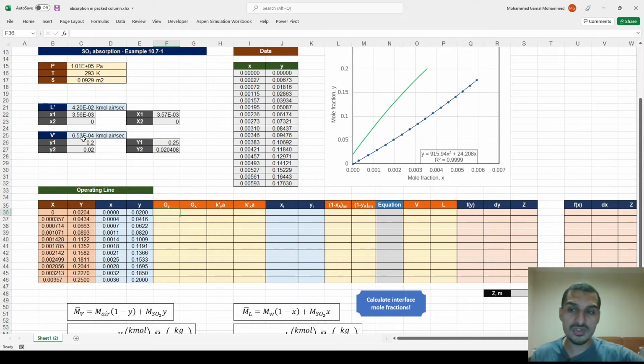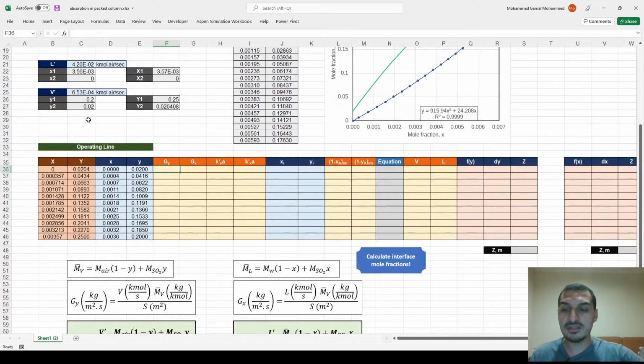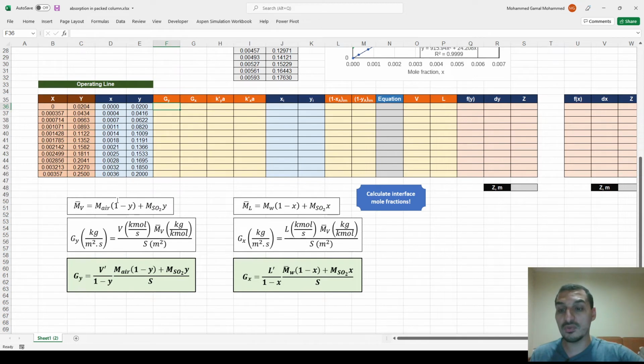So one thing which is the easiest part is I'm gonna divide by the cross section area, which is not a big deal, but I have to convert this from moles to mass, and this requires the use of molecular weight. So I'm gonna calculate the average molecular weight of the vapor stream and the average molecular weight of the gas stream. The molecular weight of the gas stream is the molecular weight of the air multiplied by the mole fraction of the air, plus the molecular weight of SO2 multiplied by the mole fraction of SO2, and the same here for water and SO2.